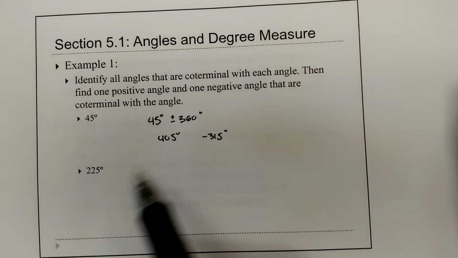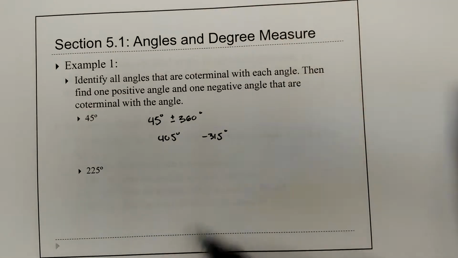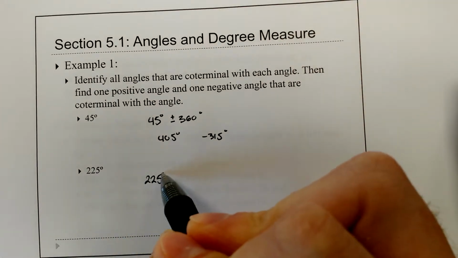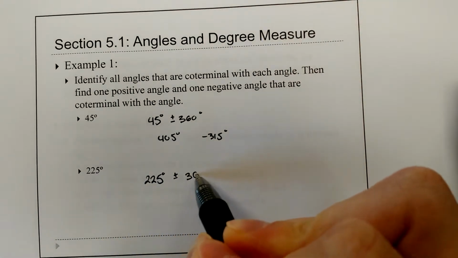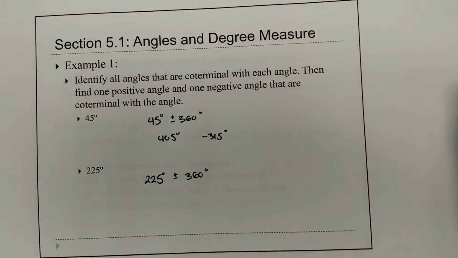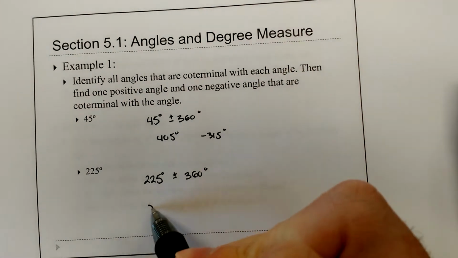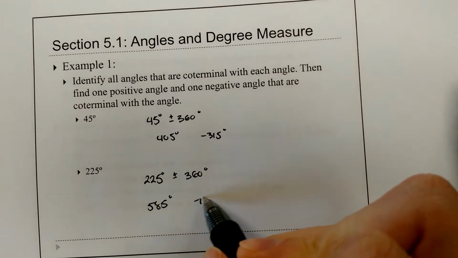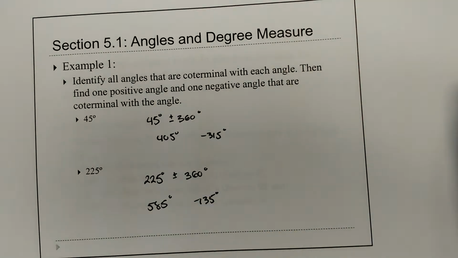So there's an infinite number of angles that are coterminal, because you can just keep spinning around and around and around until you decide to stop. So for this one, all the angles would be 225 plus or minus 360. So one of them would be 585, there's the positive angle, and negative 135, there's the negative angle. Now if your angle is large enough, like more than 360, and you're looking for a negative coterminal angle, you may have to subtract 360 more than once until you get to a negative value.